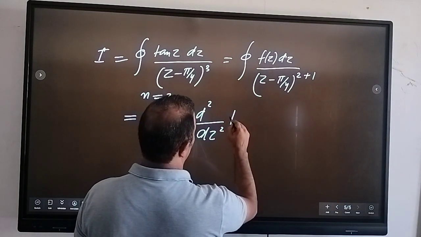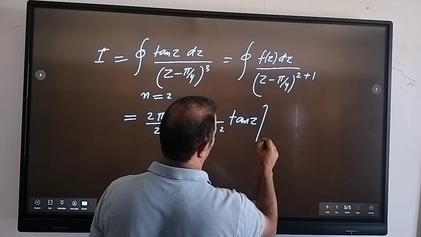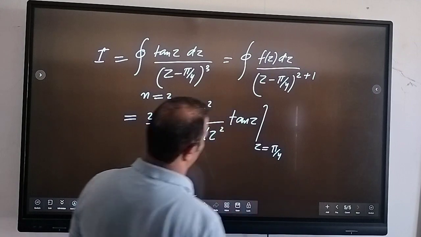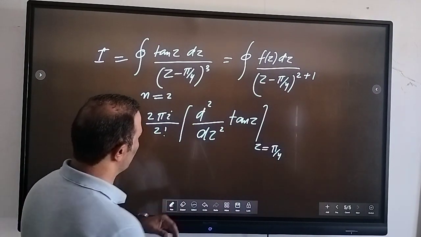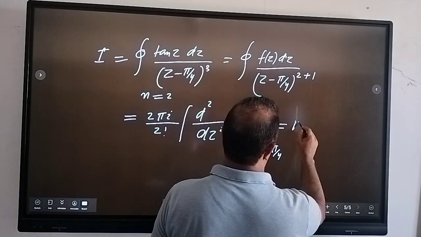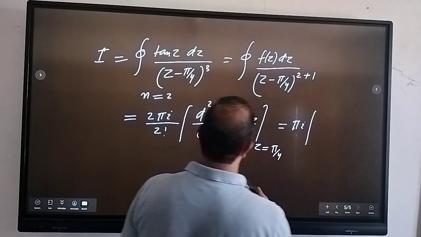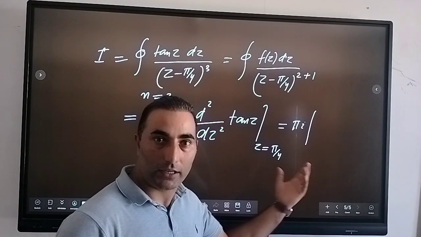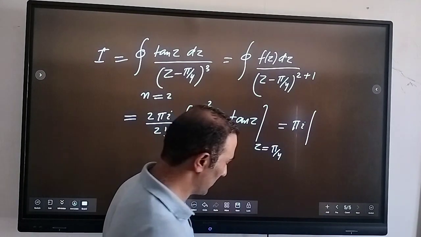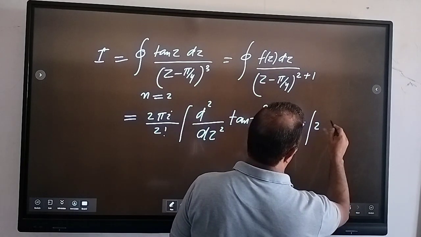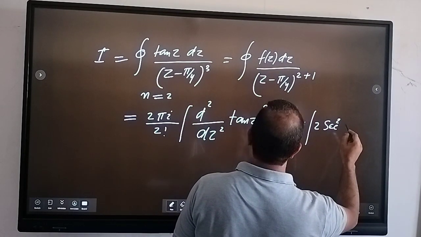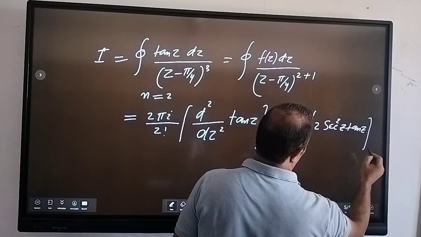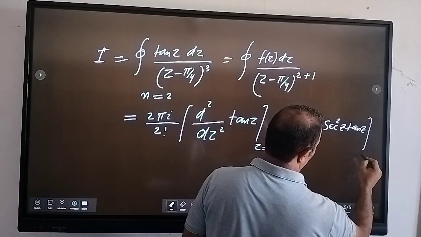Right? And then tangent of z at z equal to pi by 4. So first you differentiate this, so you will get pi i. If you take the differentiation, tan theta gives sec square theta, and differentiating sec square theta again gives twice sec square theta tan theta, right? So this will be equal to twice sec square z tangent of z at z equal to pi by 4.